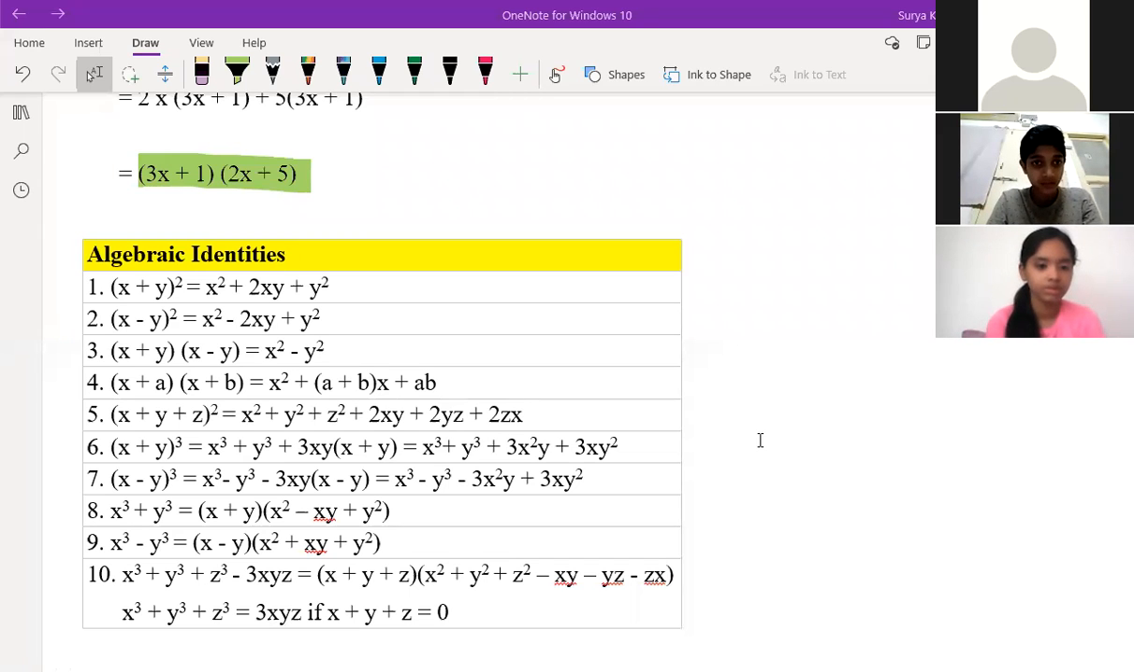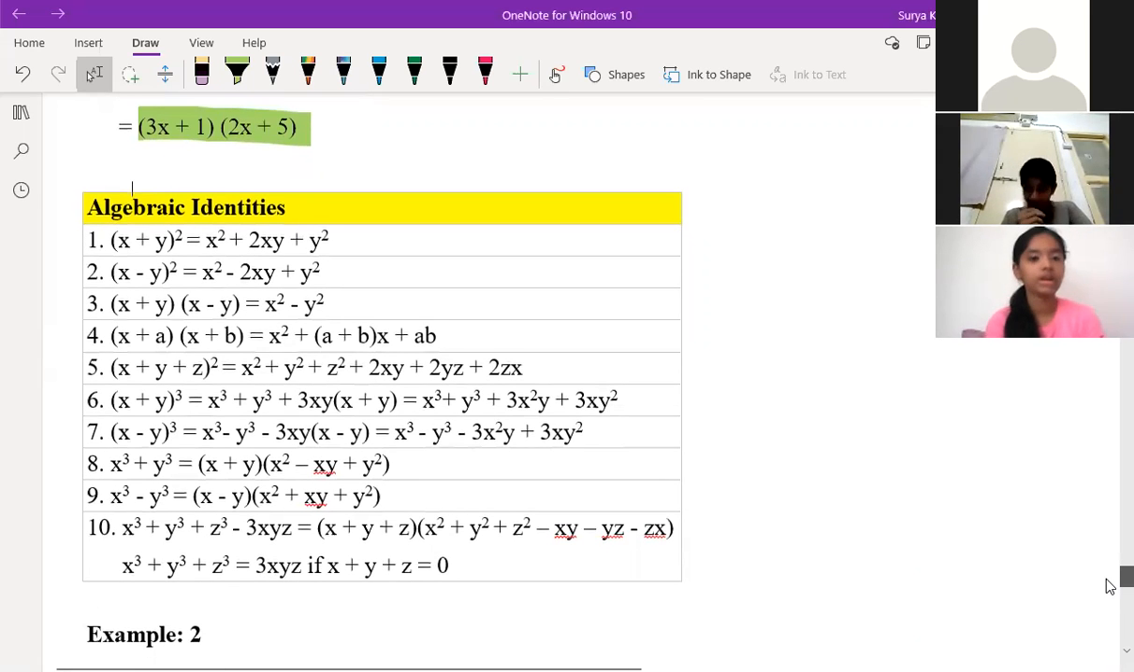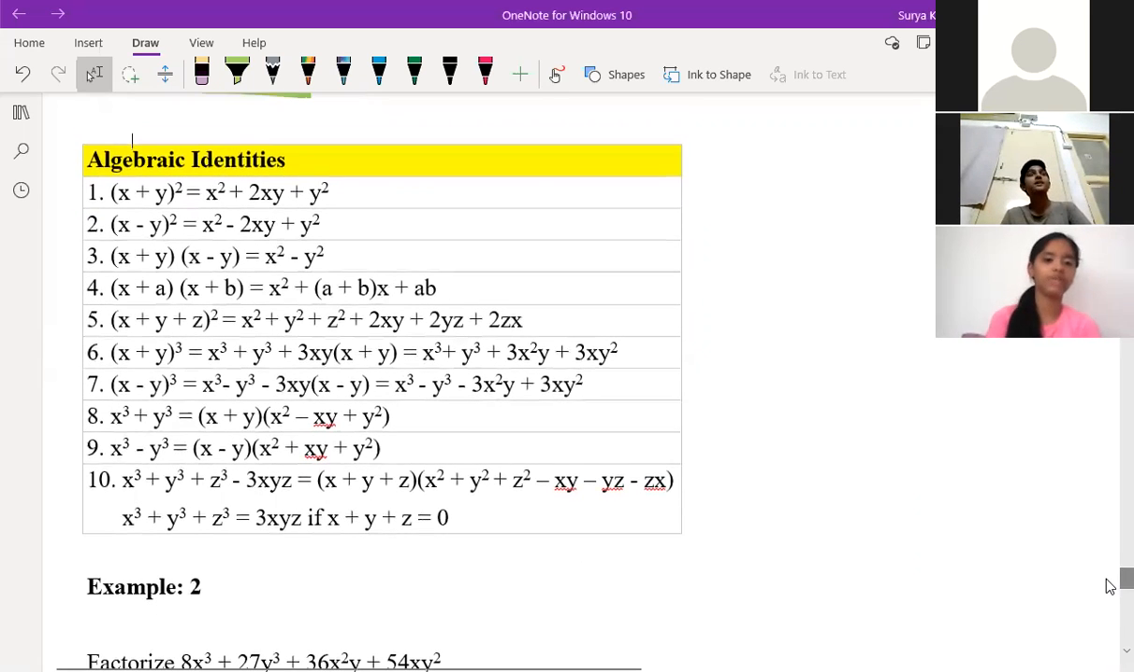Just check once these formulas. How many formulas do you know from before? Yeah, sir. One is... I think four. So four you know from before. Yes, sir. It is related to the formula like (a plus b) whole square is equal to a square plus b square.